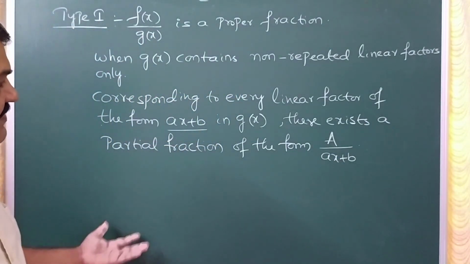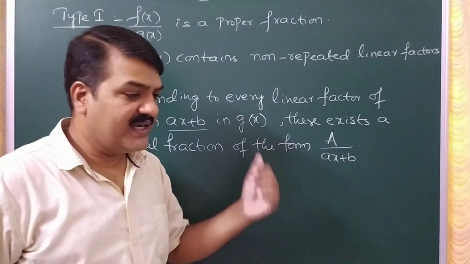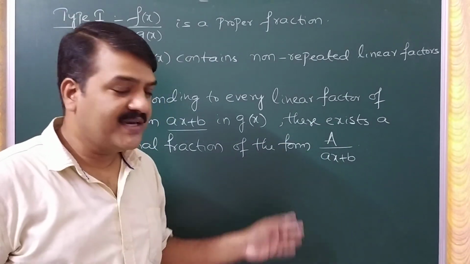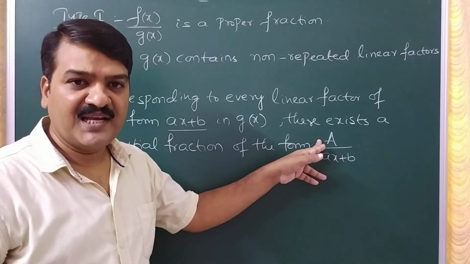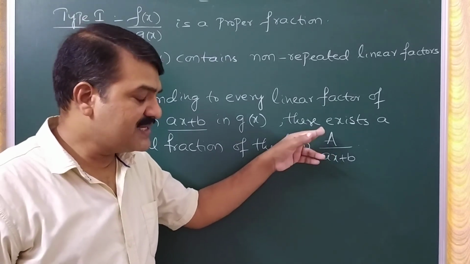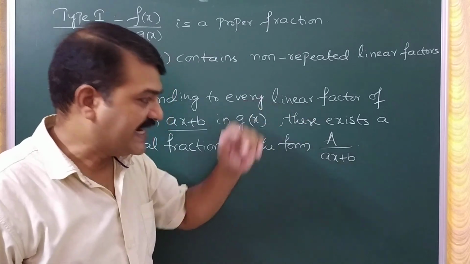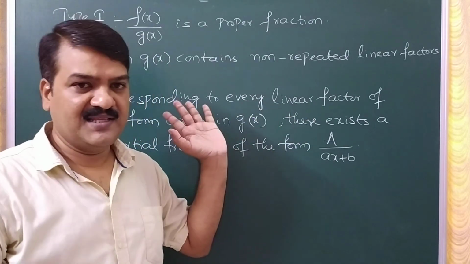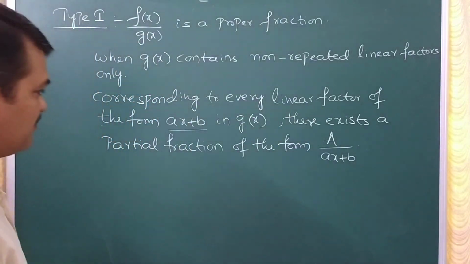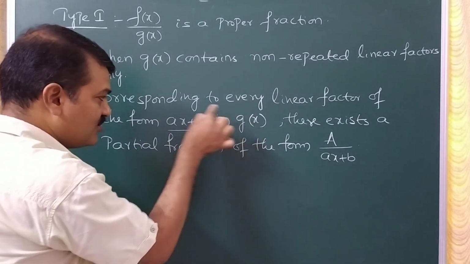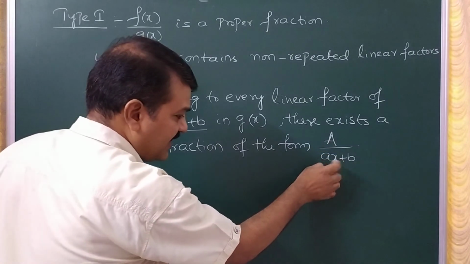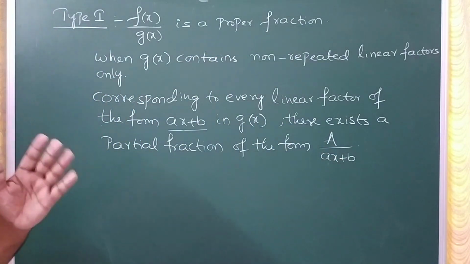Okay, now you might ask, why A by ax plus b only? Can't we write B by ax plus b? You can. This is nothing but some constant or some real number. Just to represent some constant here, I am writing capital A. You can write any letter there. So corresponding to every factor of this form in g of x, you have to write the partial fraction like this. This is type 1.